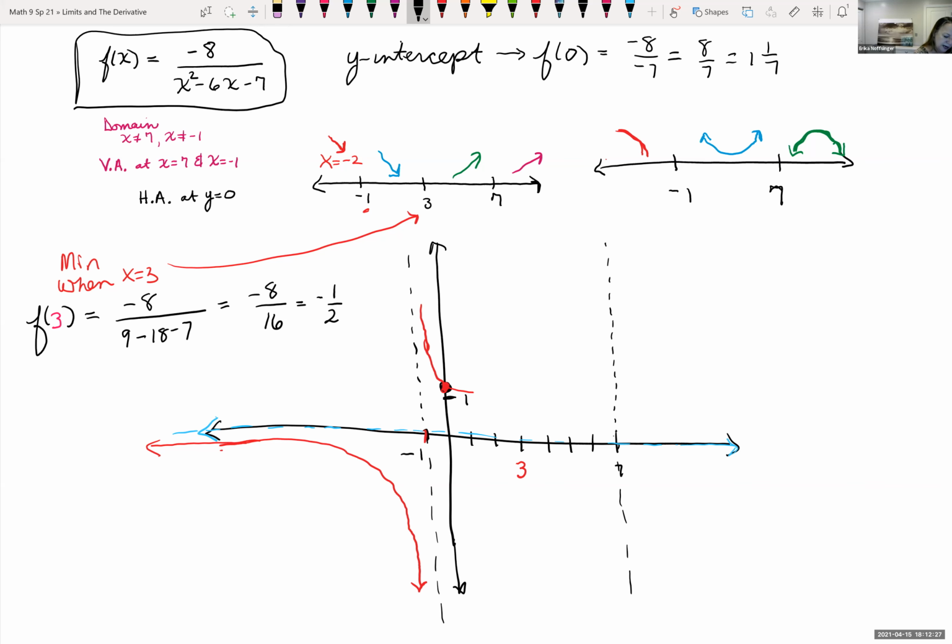Okay, so 3, -1/2, that's impossible. It's -16, which is +1/2. I knew that was impossible because it couldn't be crossing the x-axis, and I had already a point up here. Okay, so we have a min value there, and it's concave up the whole time between -1 and 7. So let me just kind of change my drawing a little bit, knowing where this is.